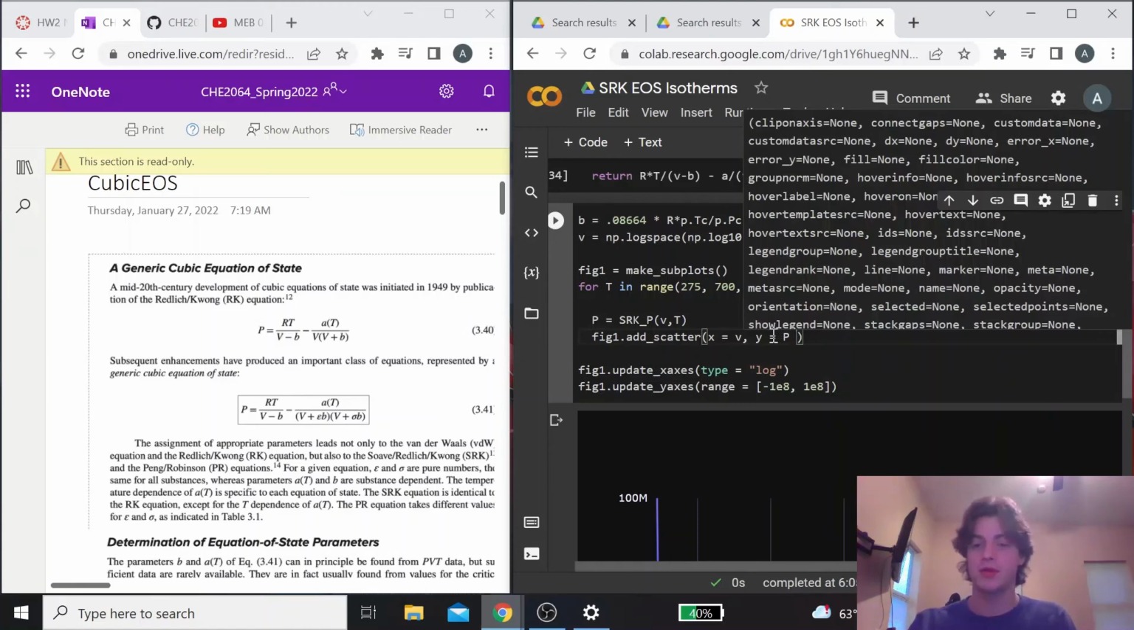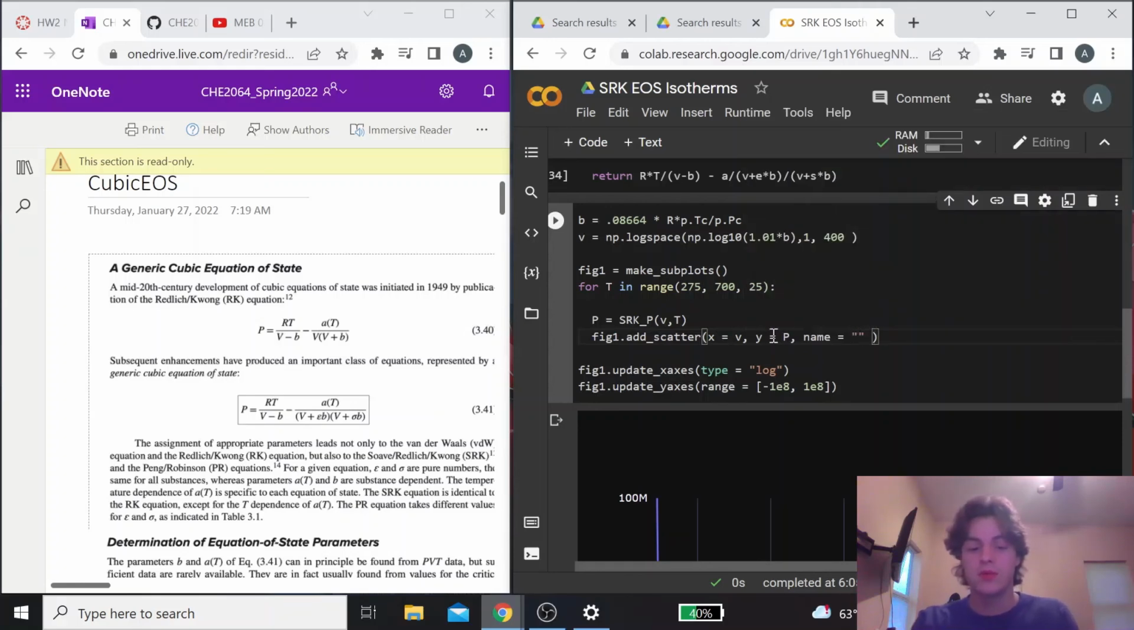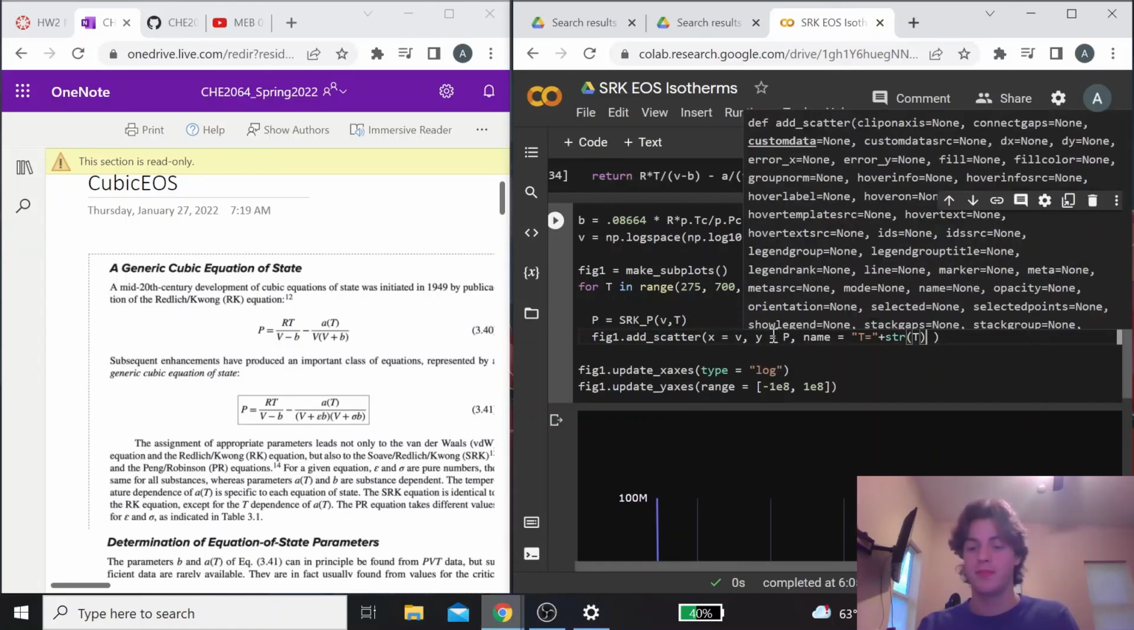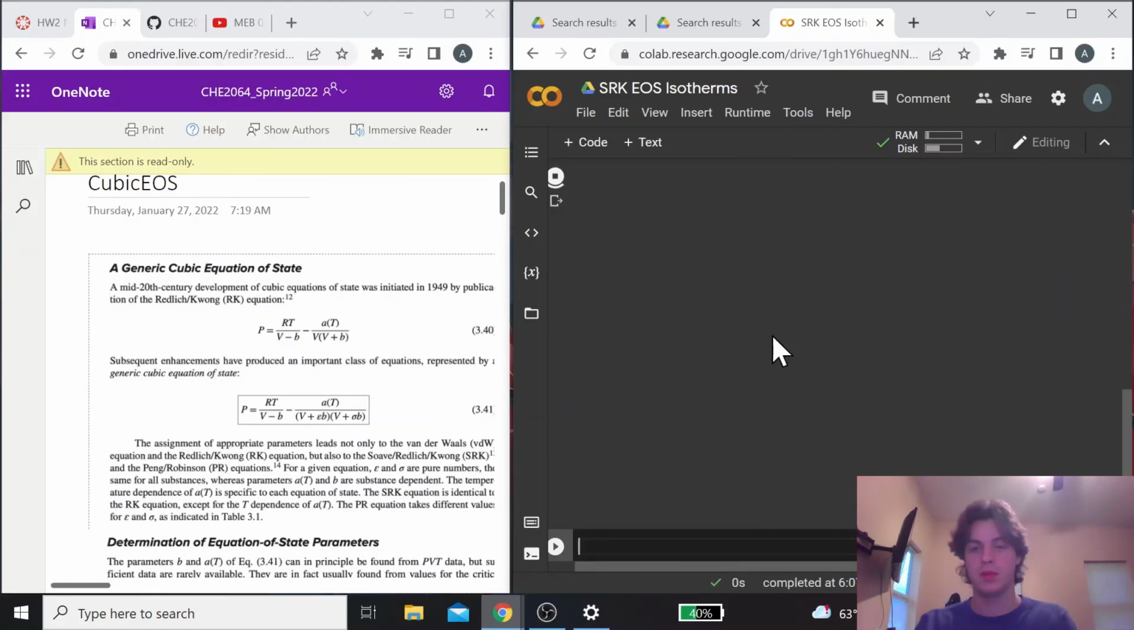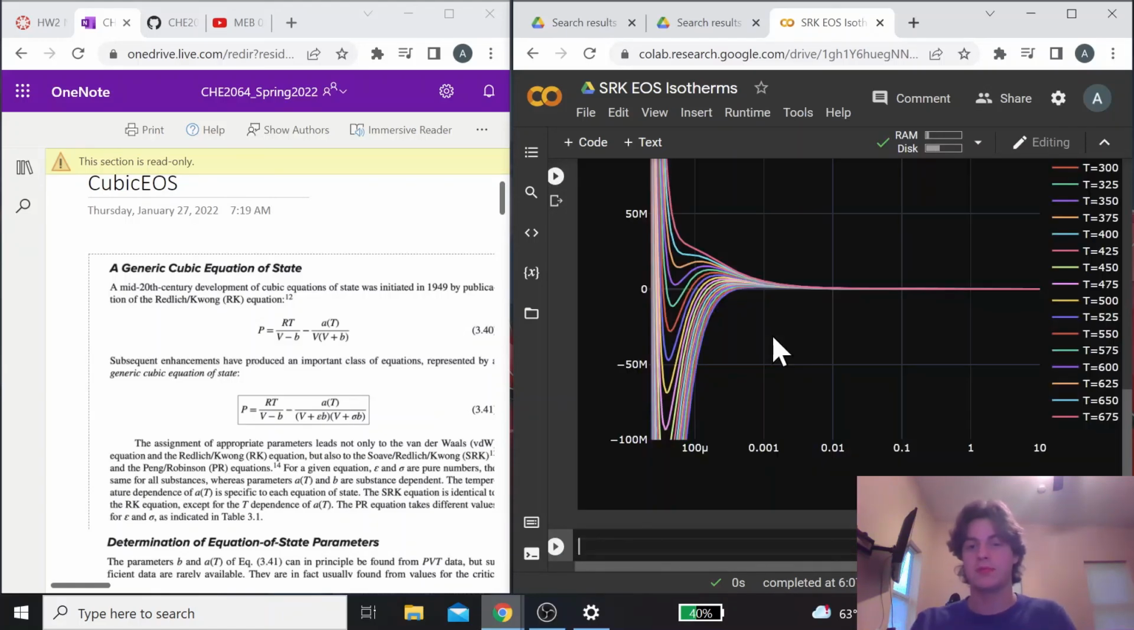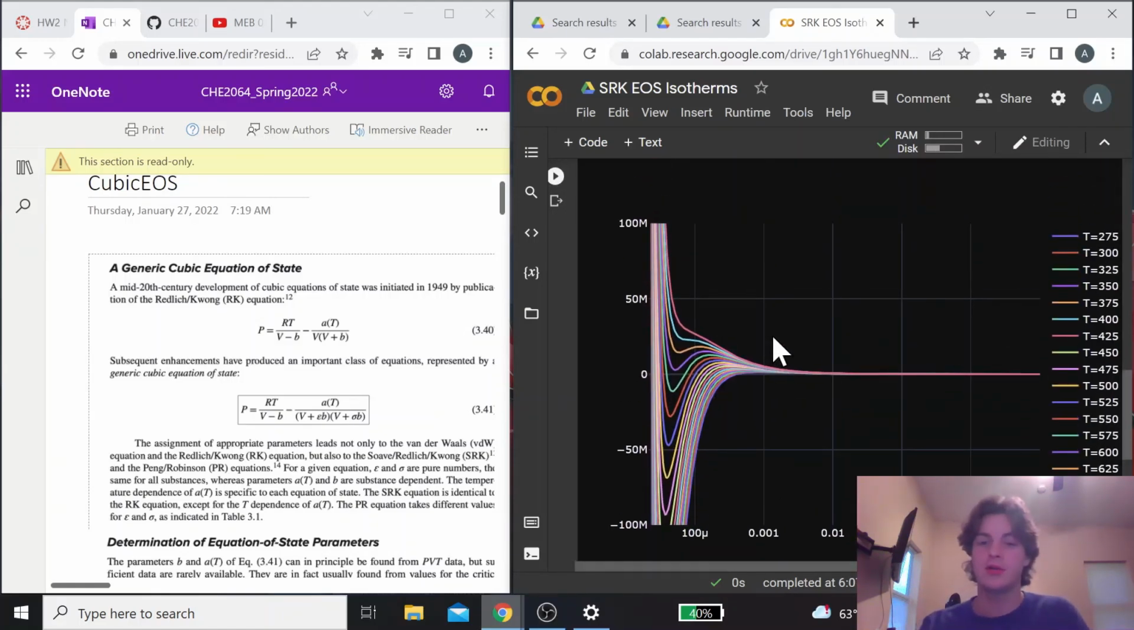We can graph pressure, and I'm going to go ahead and name these as we go along so we can kind of see the colors and see which curve corresponds to which color. So our name will equal the temperature, and we will actually print the temperature. So we'll cast it to a string and print that, and we'll go ahead and see how that looks. There we go. So we need to adjust our scale a little bit.